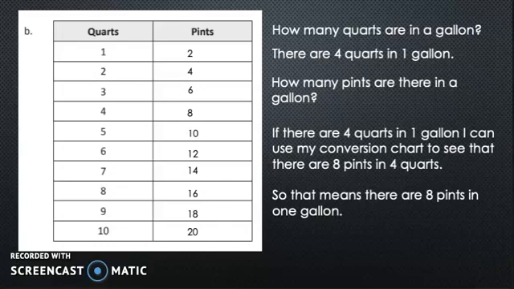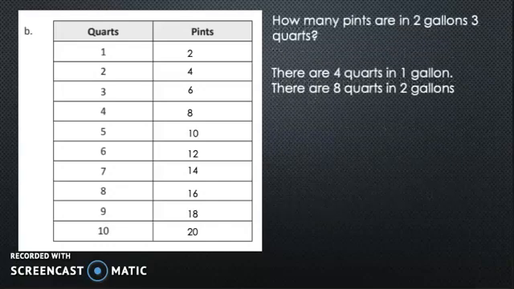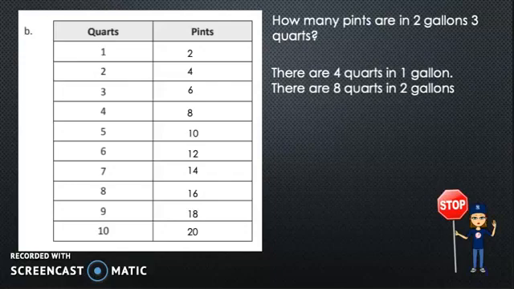Let's try another similar problem. I want to know how many pints are in 2 gallons, 3 quarts. I want you to pause the video and use your conversion table to help you figure out the problem. Remember to press play when you're ready to go over it. Remember, there are 4 quarts in 1 gallon and there are 8 quarts in 2 gallons. Pause the video now and work through your problem. Okay, friends, pause if you need more time.